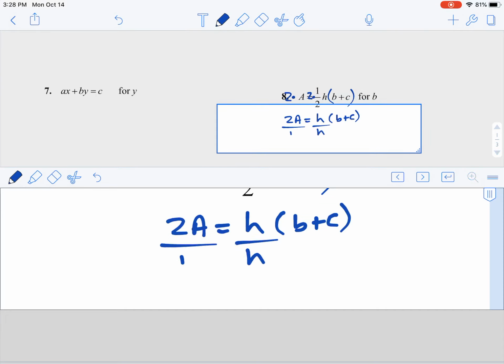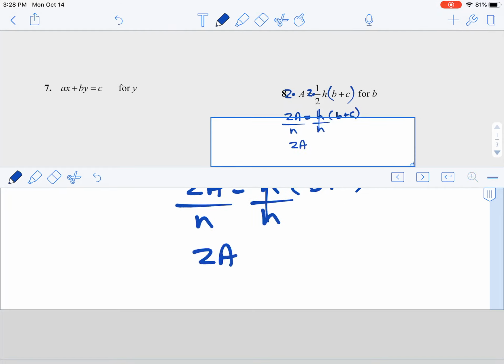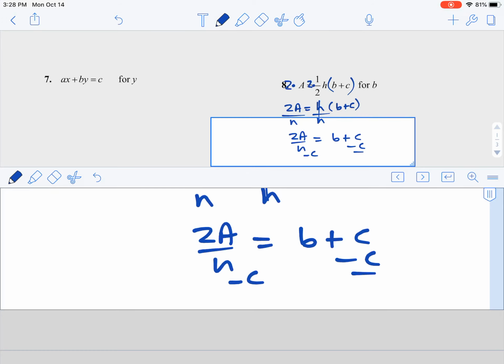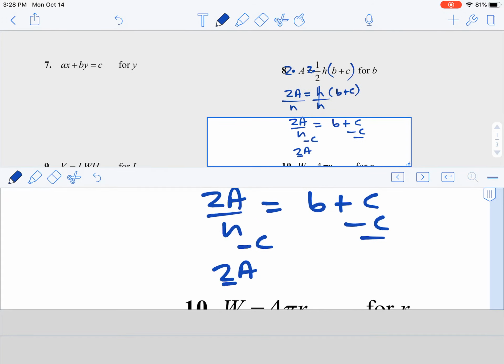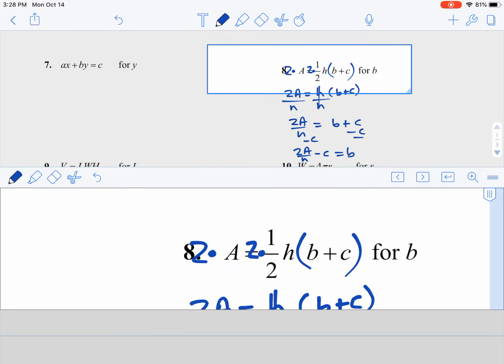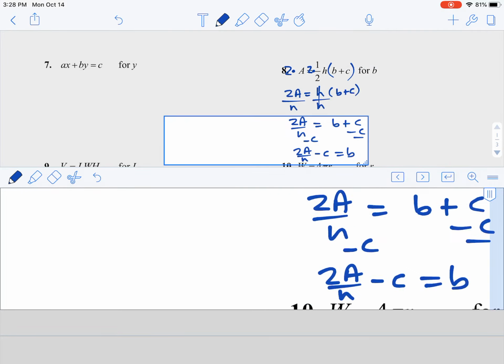Now we're going to divide by h to get rid of that h there. We want to get b by itself. So 2a over h equals b plus c. And then we're going to get rid of the c by just subtracting it from both sides. So 2a over h minus c equals b. I'm assuming there that we had parentheses around the b and the c.